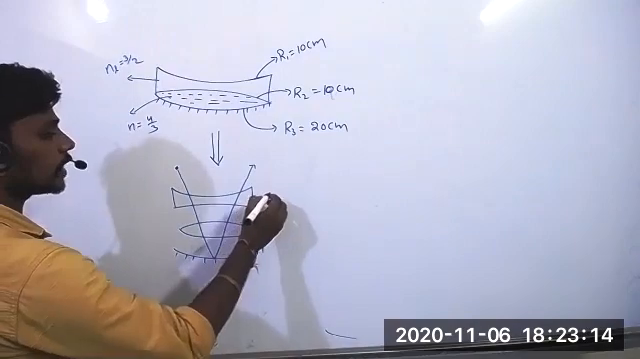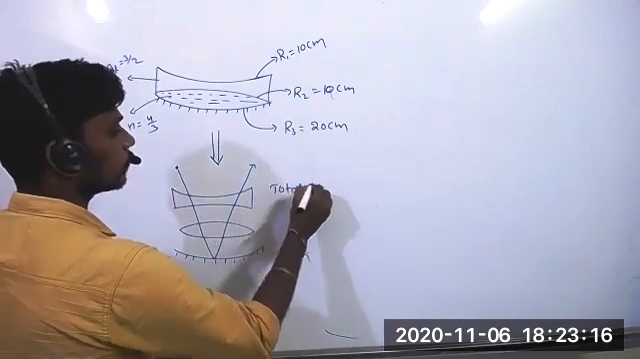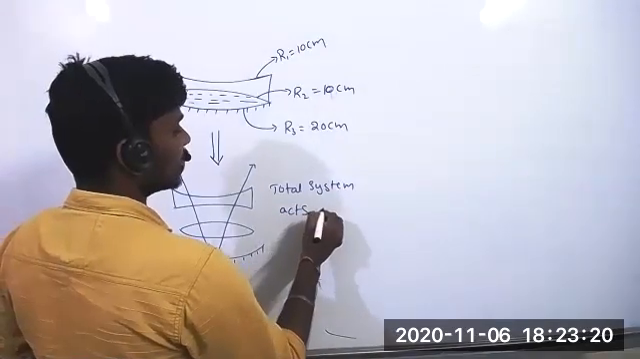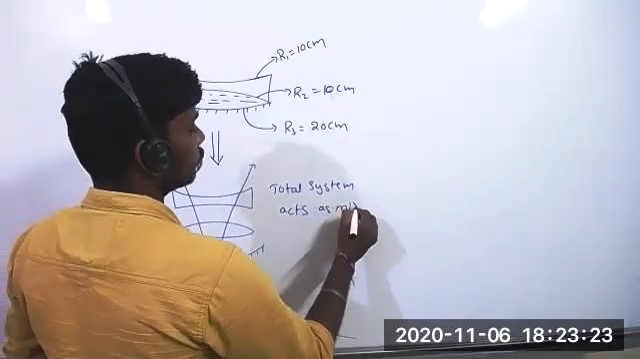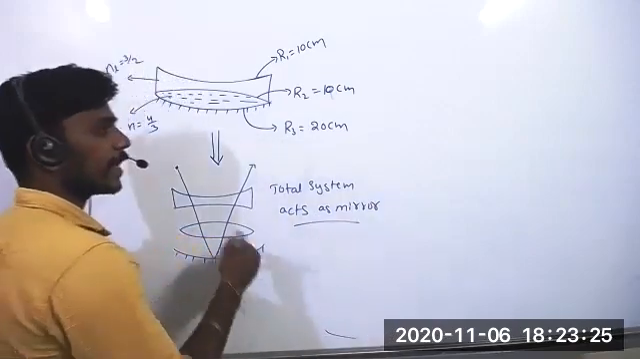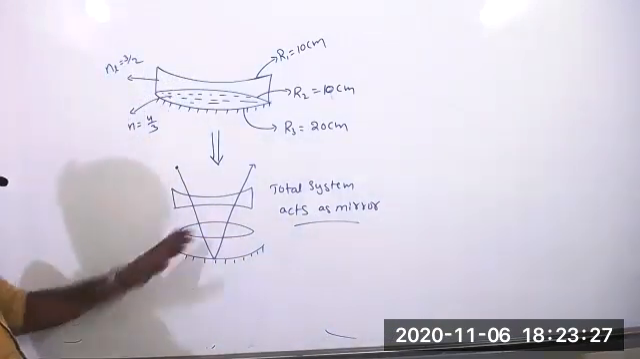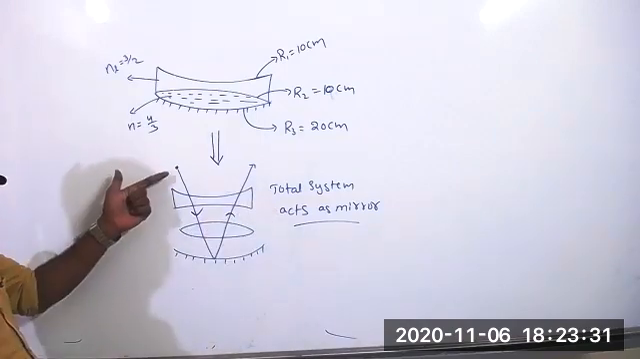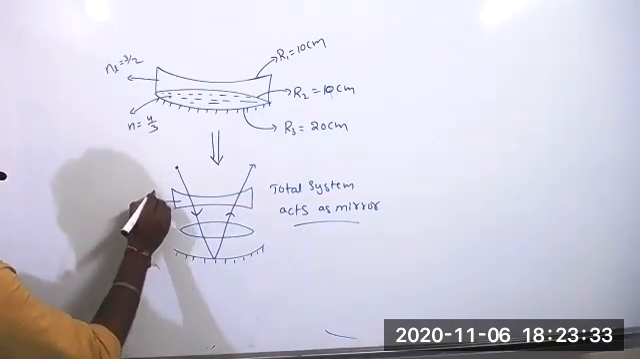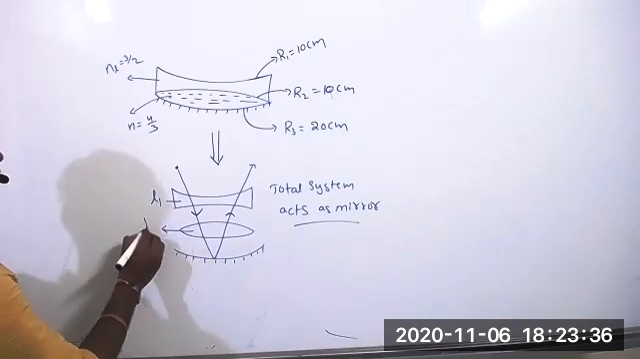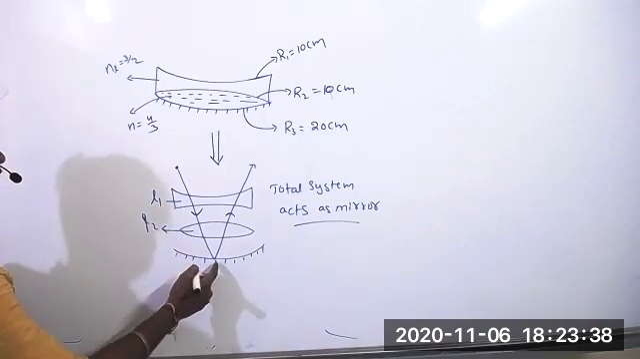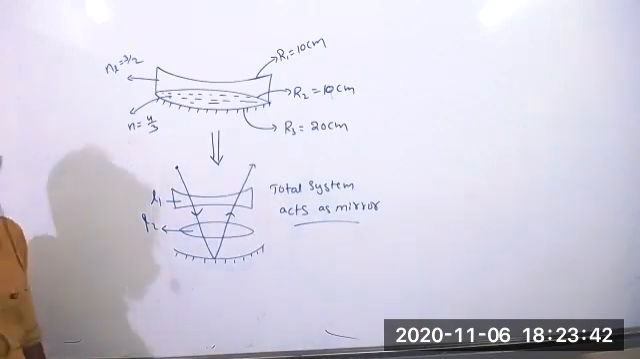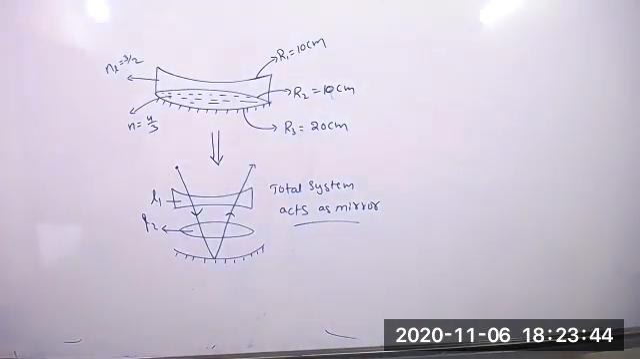So again, this total system acts as a mirror only. Total system acts as a mirror only, because light will reflect. First passes through the lens 1, L1. After lens 2, L2. It will be incident on the mirror. Again passes through the lens 2 and passes through the lens 1. Understand clearly, Sainika, clearly?